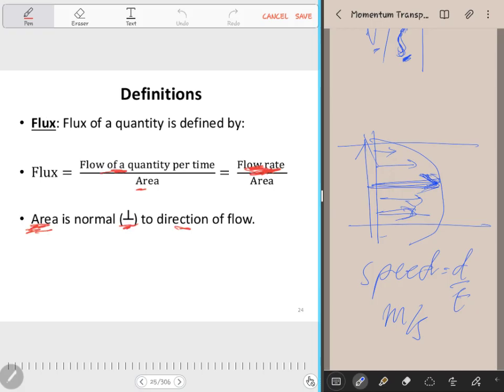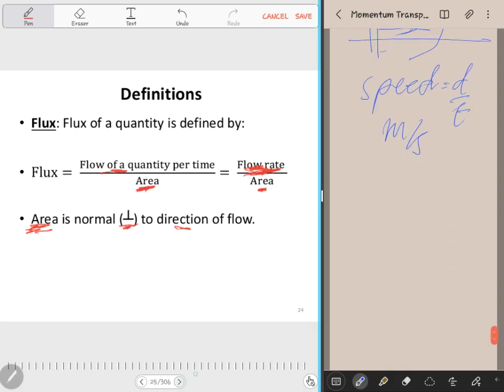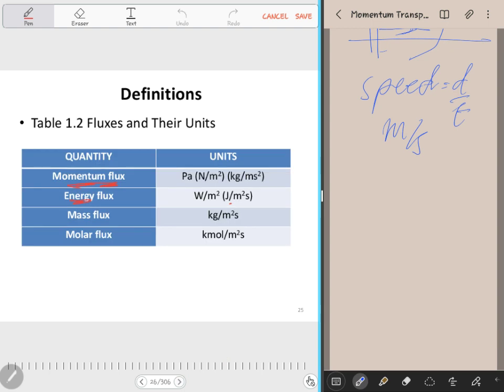I was talking about flow rate here, but now they've introduced area. So the flux is flow of a quantity per unit time per unit area. So it's like flow rate per unit area. If you come here, momentum, right? So there's the time factor. Energy, there's the time factor, there's the area factor, and there's energy, right? So mass, kilogram, right? And there's the flux, a quantity per unit area per unit time, right?